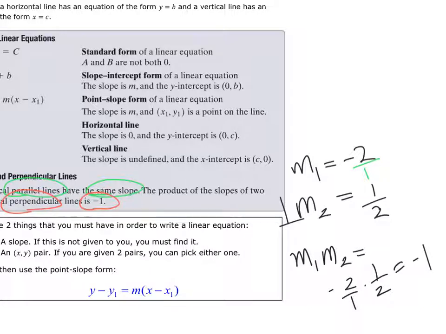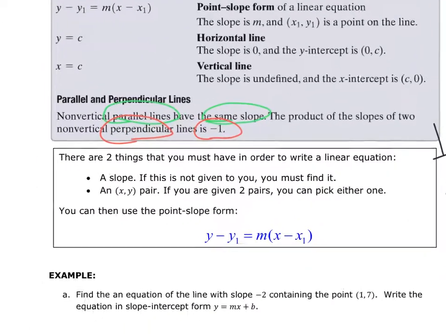But the gist of it is, if they are parallel, they have the same slope. If they are perpendicular, then they are negative reciprocals of each other. In other words, one will always be positive, one will always be negative, and when I multiply the two, it will give me an answer of -1. So let's go back over here.